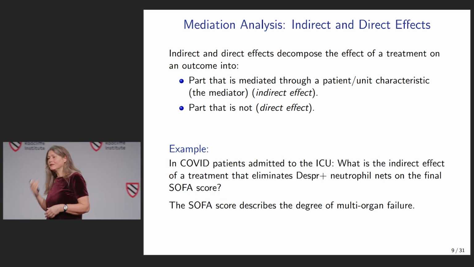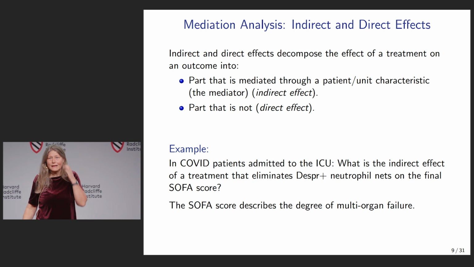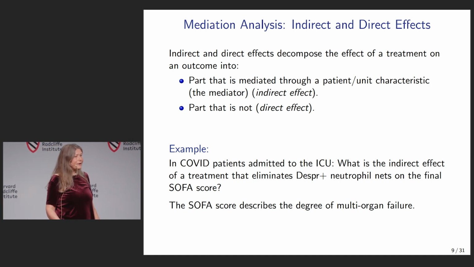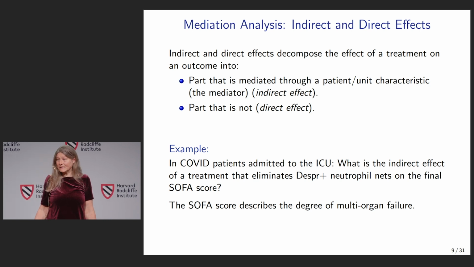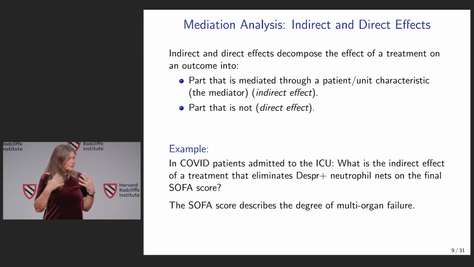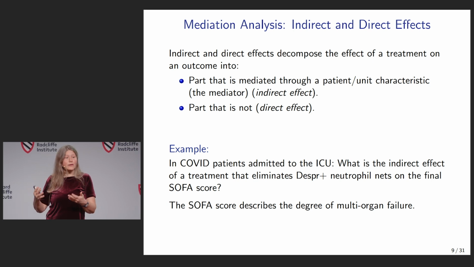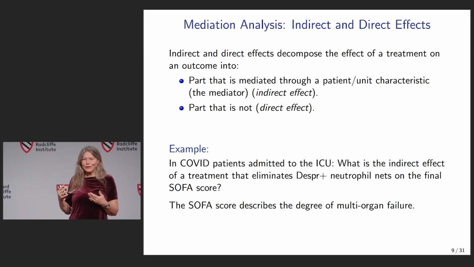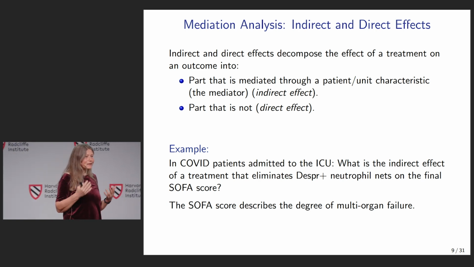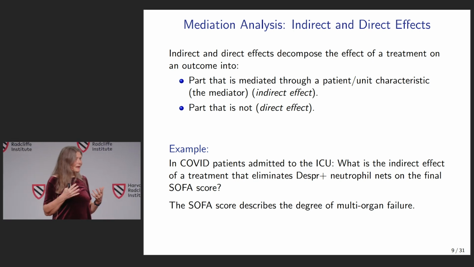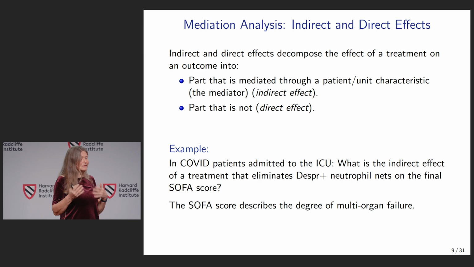Another example, and one that I want to talk about today because I was involved in the analysis, is in COVID-19 patients admitted to the ICU. What would be the indirect effect of a treatment that eliminates positive neutrophil nets? Beautiful pictures. A treatment that eliminates positive neutrophil nets on the final SOFA score at ICU discharge. So the final SOFA score at ICU discharge is a measure that ICU clinicians like to use to indicate how well somebody is doing at ICU discharge.